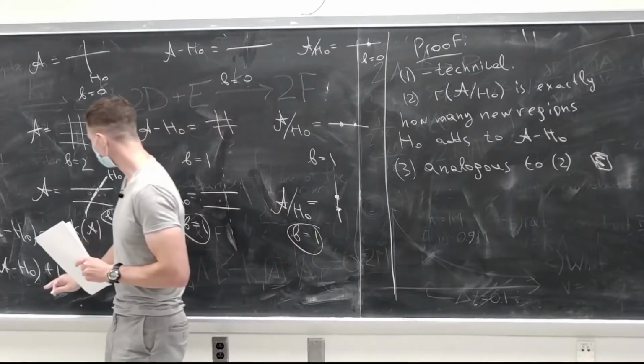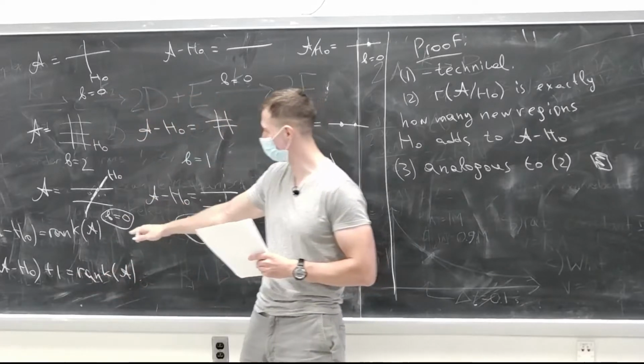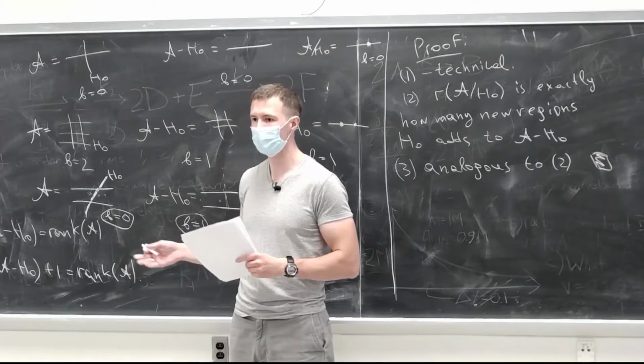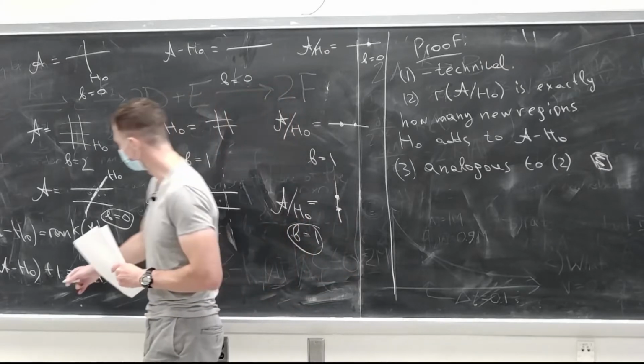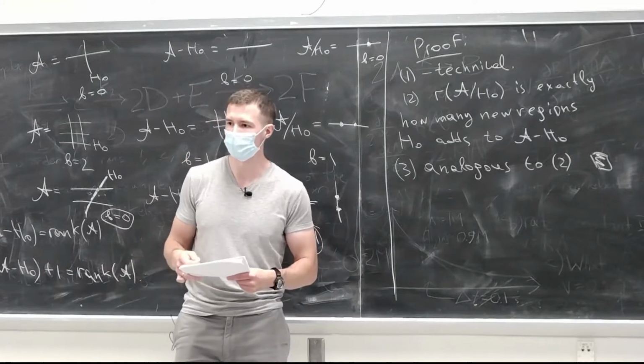Right, why is there the second case? The second case is there because of our definition of B. B is the number of relatively bounded regions. In particular, depending on whether the rank drops or not, you have to use different notions of bounded.